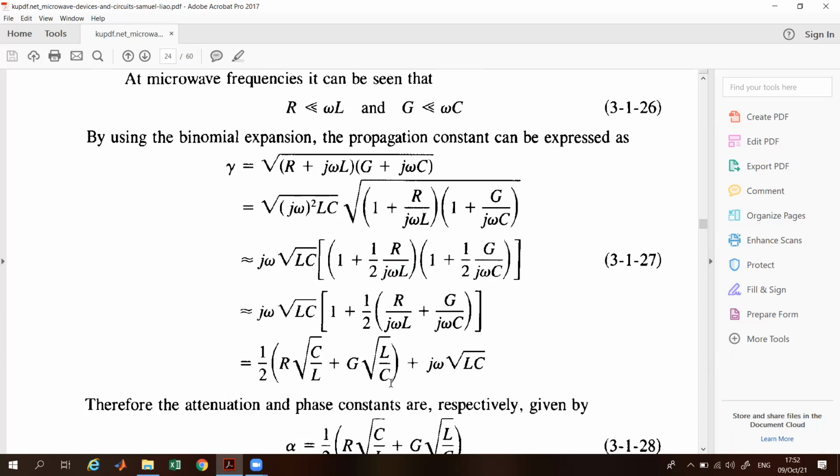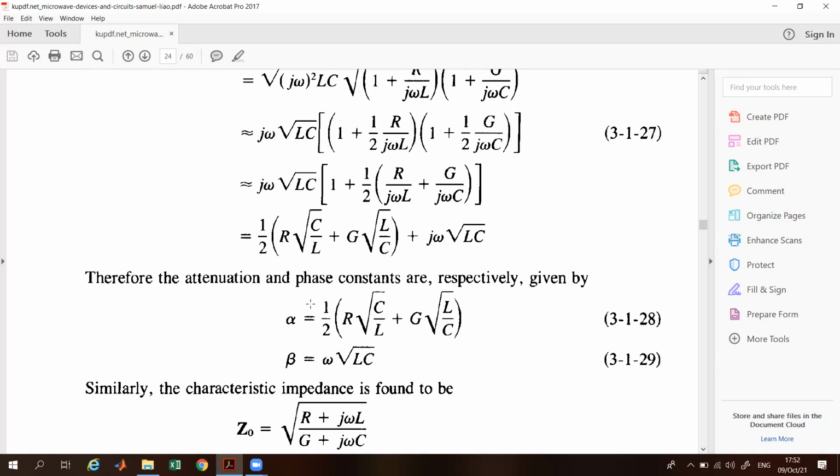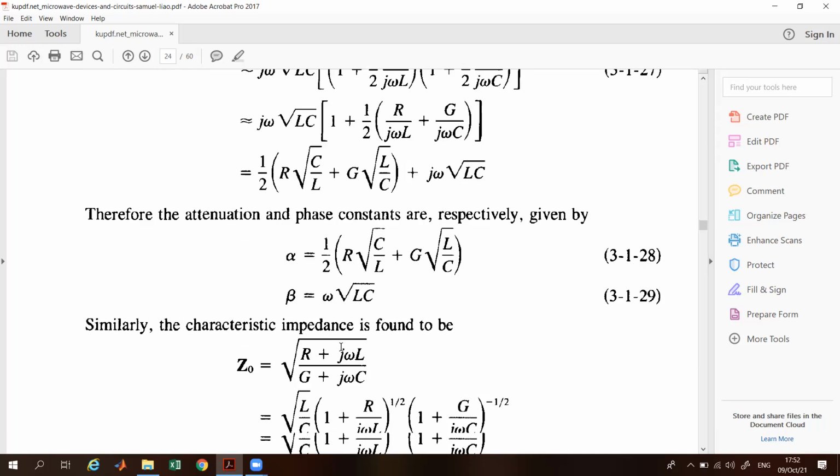Multiplying this part inside and separating it into real and imaginary parts, we will have this expression. So you multiply this inside, and then we can say that alpha is your attenuation and beta is your phase constant. Alpha is equal to this and beta is equal to this when you compare your real and imaginary parts.